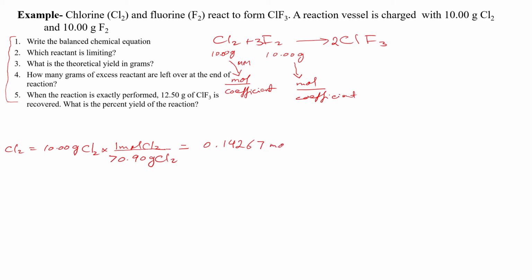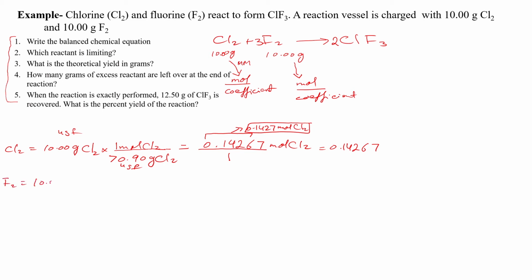So this will give you moles, 0.14267 moles of Cl2. You're going to divide it by the coefficient, which is 1 for chlorine. Here it's 1, right? So you will get 0.14267. If you have to round it to the proper number of sig figs, it is going to be 4 sig figs. So this is going to be your 4 sig figs, and if you do the rounding, it will be 0.1427 moles of Cl2.